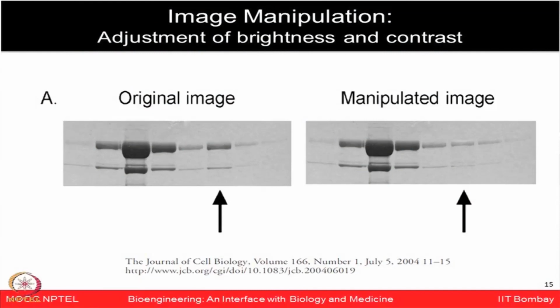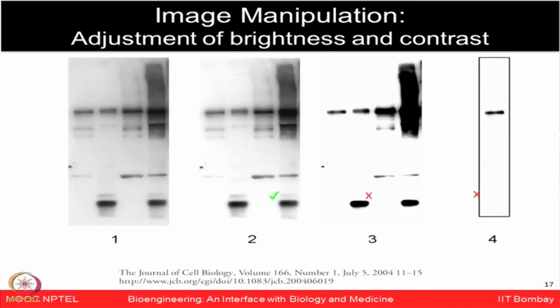Image manipulation by adjusting brightness and contrast is another area where a lot of manipulation happens. As you can see, on the left side is the original image, and on the right side is the manipulated image, just by changing the contrast, how different these bands look. In the next slide, you can see again that by changing the brightness and contrast, even a gel which has many contaminants could be cleaned up, and just a single band is shown in the fourth panel on the right hand side of the image.